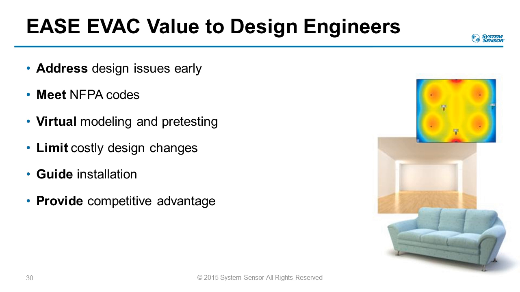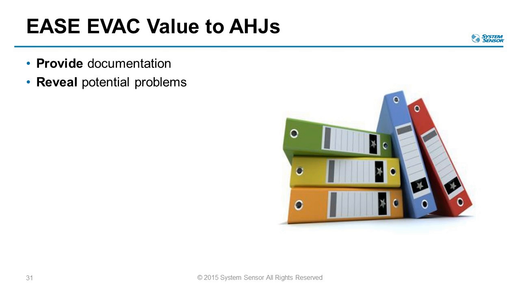The second group that it's useful for is the AHJs themselves. It gives you a good way of providing documentation to them about what the expectations are for the systems that are being designed, and it allows you to reveal potential problems that maybe had not been seen before that time.